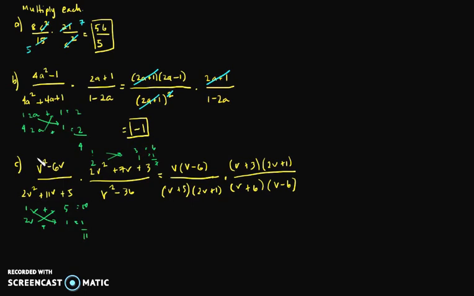So I can now cancel. I can cancel 2b plus 1 here, cancel also b minus 6, and I guess that's it. So the answer is b times b plus 3 all over b plus 5 times b plus 6. Okay, so that's it. I hope you learned something new.